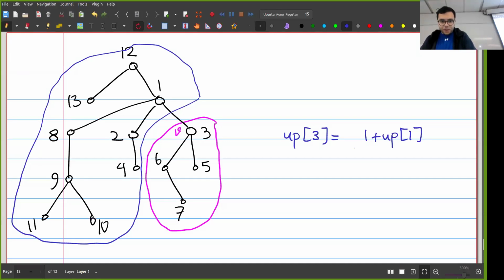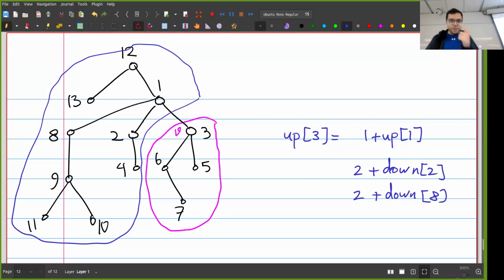So in this case, what I actually get is 2 plus down of 2 and 2 plus down of 8. What's happening here? So from 3, I'm going to 1, and then I'm going to 2. So that's the 2 steps. And then from 2, I can go down as much as I want. So that's why I have 2 plus down of 2. Or from 3, I go to 1, and then from there, I go to 8, and then I can go down as much as I want. So that's 2 plus down of 8. And of course, I want the maximum of all of these cases. That's up of 3.